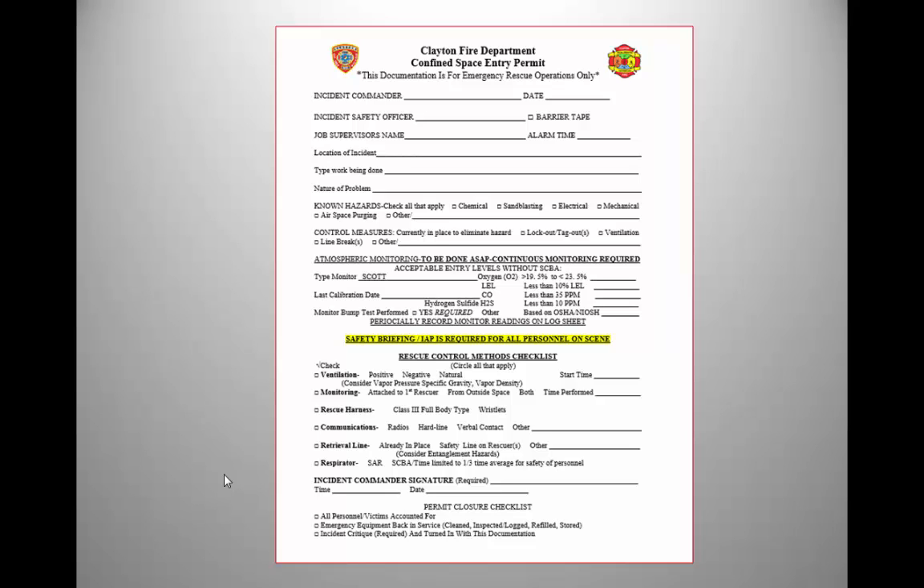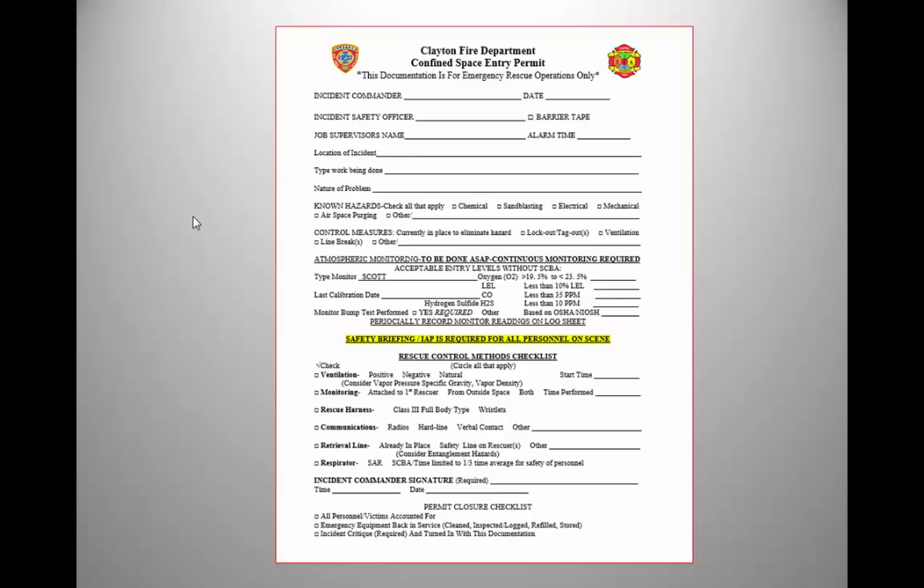Now, the nature of the problem, you see going on down to the nature, this is where we come in. What's the nature of a person? Person's unresponsive, missing person in the space. This is where we write the problem down. Then you've got your known hazards and the control measures used, and getting down to your atmospheric monitoring.